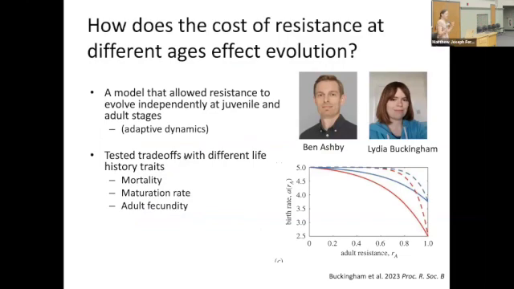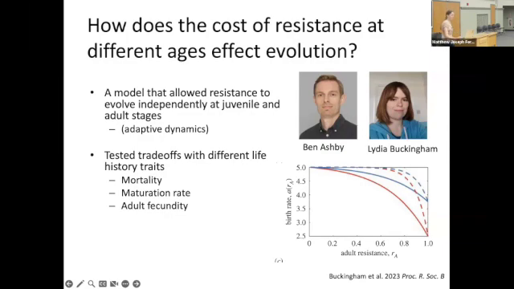In this case, they did a model that allowed resistance to evolve independently at both the juvenile and adult stages and used adaptive dynamics to see what's the optimal level of resistance for both these stages according to a cost. They tried a bunch of different shapes, types, and currencies of trade-offs. So they asked, what if the trade-off is with mortality, maturation rate, or adult fecundity?